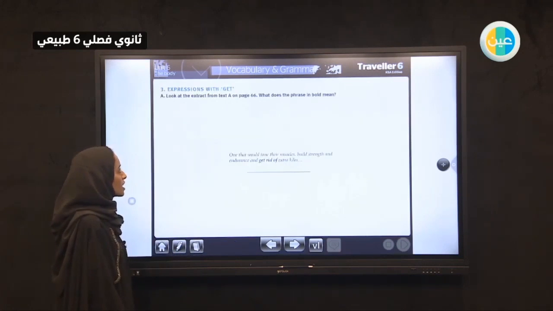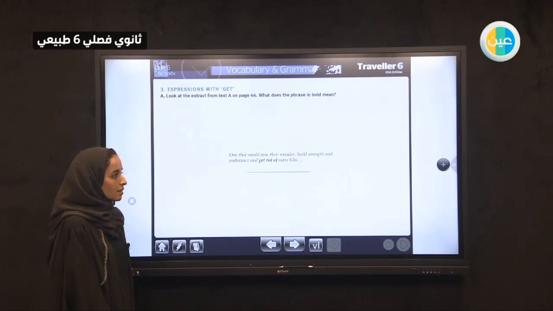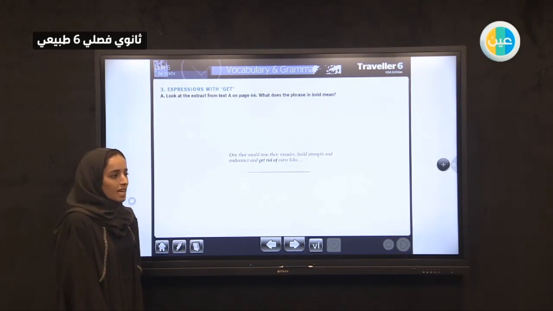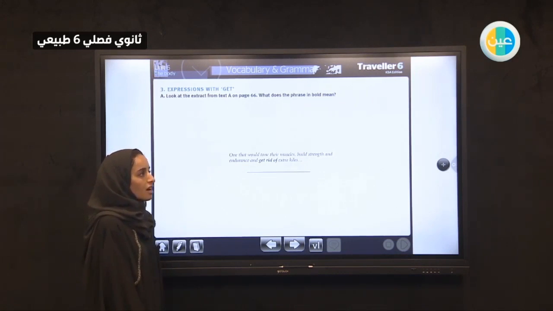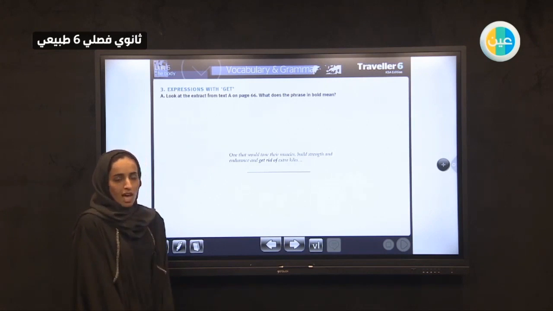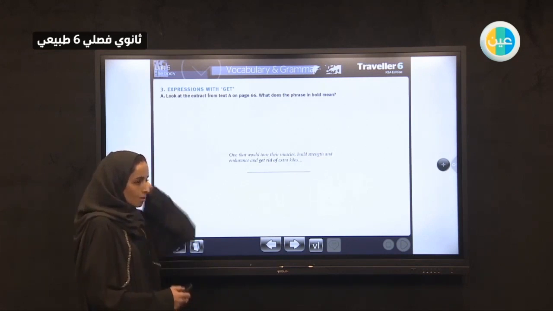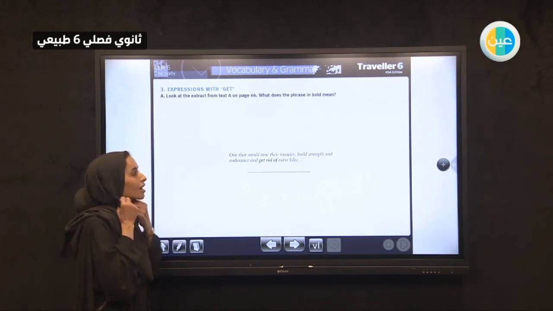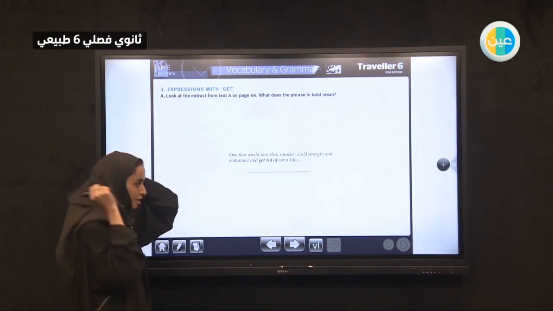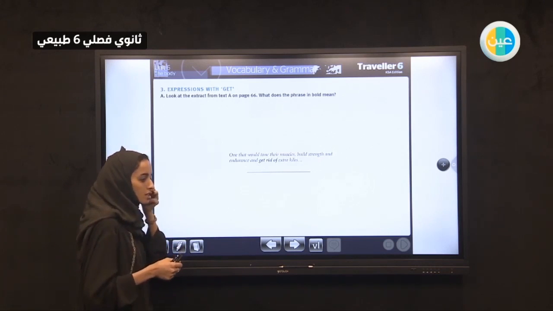Let's go to another thing, which is expressions with get. But this time, it's not a phrasal verb, it is expressions. Expressions are, let's say, if you want to sound just like a native speaker, use these expressions. It's a good idea to use these expressions.